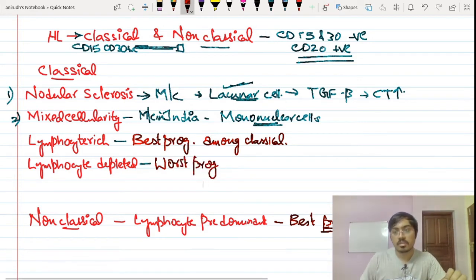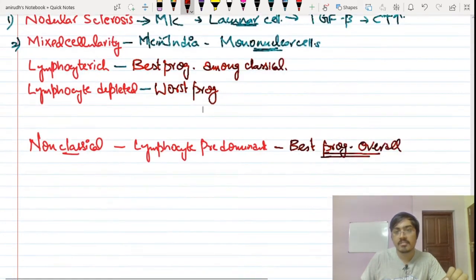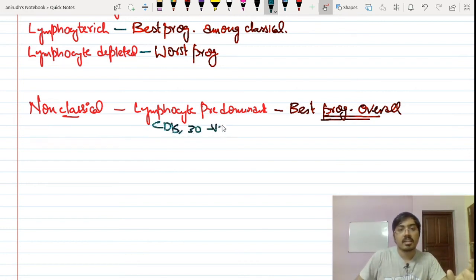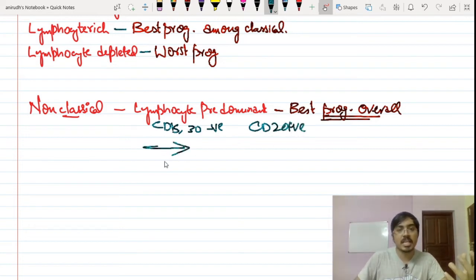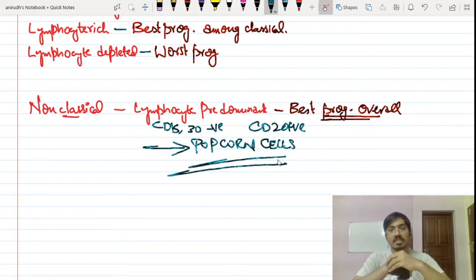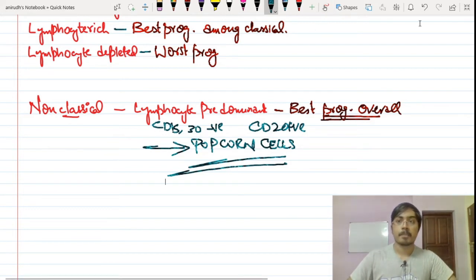Okay, now you have a point to remember over here, which is the most important point. I said that whatever cells are here, the Reed-Sternberg cells are CD15 and CD30 negative, and CD20 positive, right? These typical, very special types of cells are called popcorn cells. Remember this. Popcorn cells are seen in lymphocyte predominant type of Hodgkin lymphoma, which is a non-classical Hodgkin lymphoma. Okay, so let's go to the next slide.